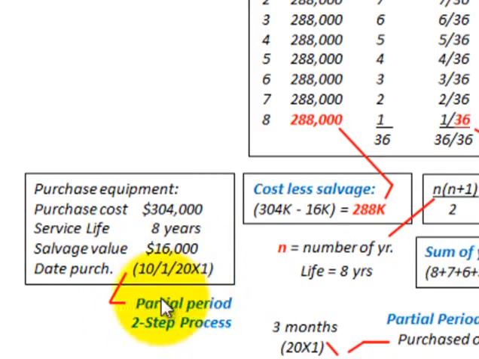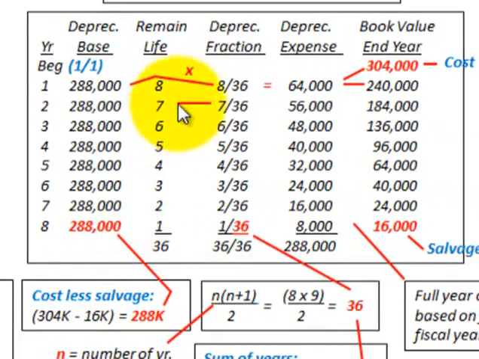So what we're dealing with here is a partial period to determine our depreciation, and it's really a two-step process. The first thing we have to do is determine our full year depreciation based on the first day of the fiscal year, because the fiscal year we're using for this company is from January 1st through December 31st. So this is what we'd have to do for step one.